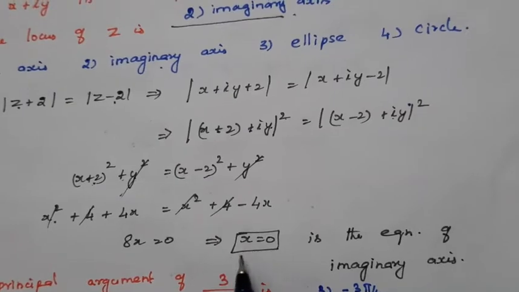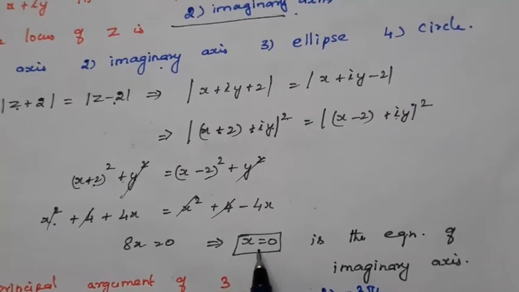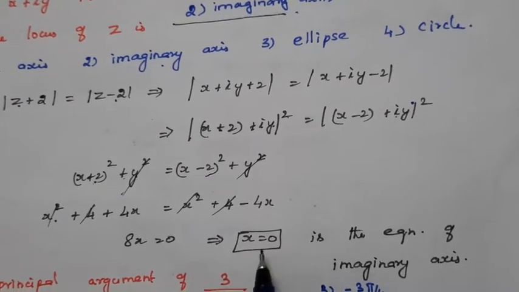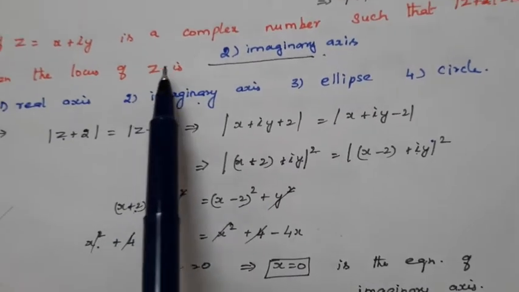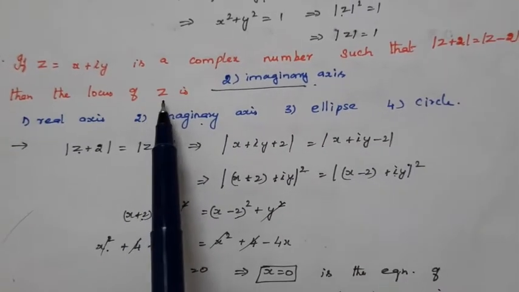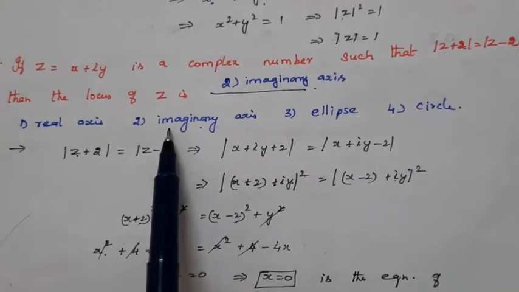X is equal to 0 is nothing but the equation of the y-axis. Here in the complex plane, y-axis is referred to as the imaginary axis. So what is the locus of z according to the given condition? Locus of z is nothing but the imaginary axis, which is the second option.